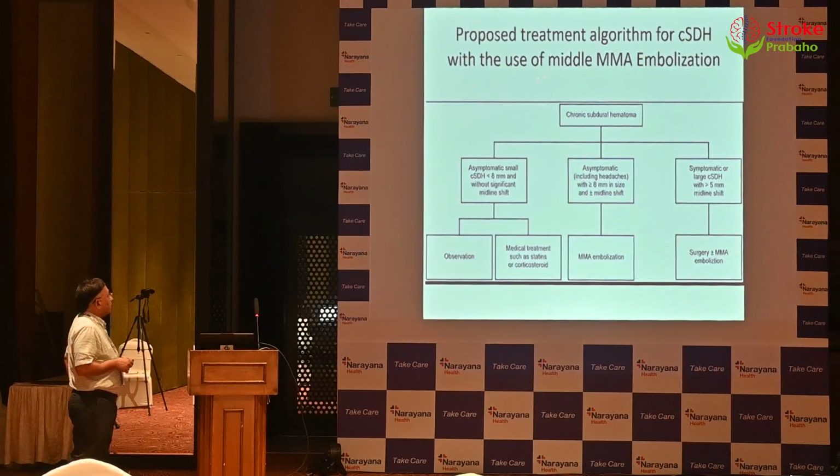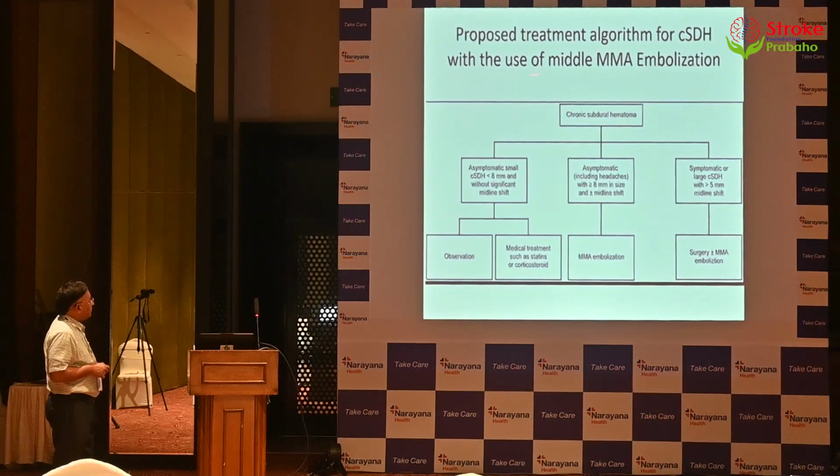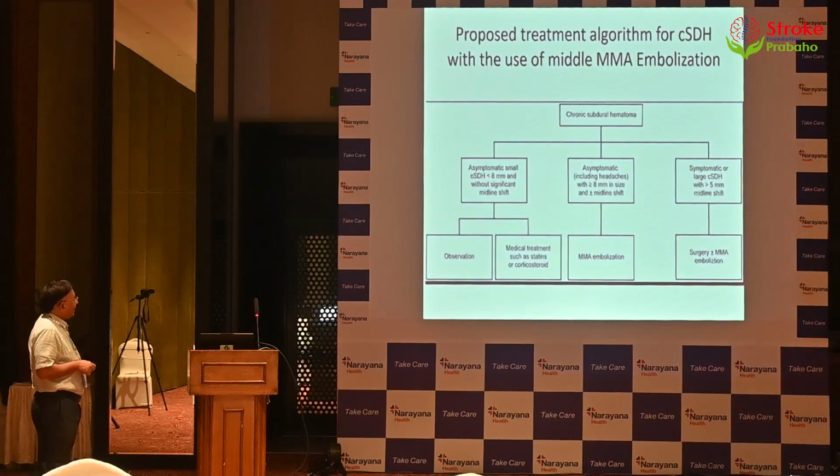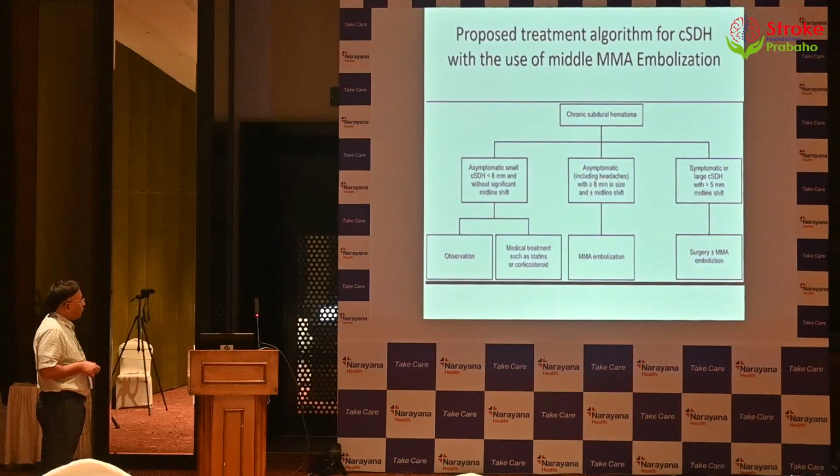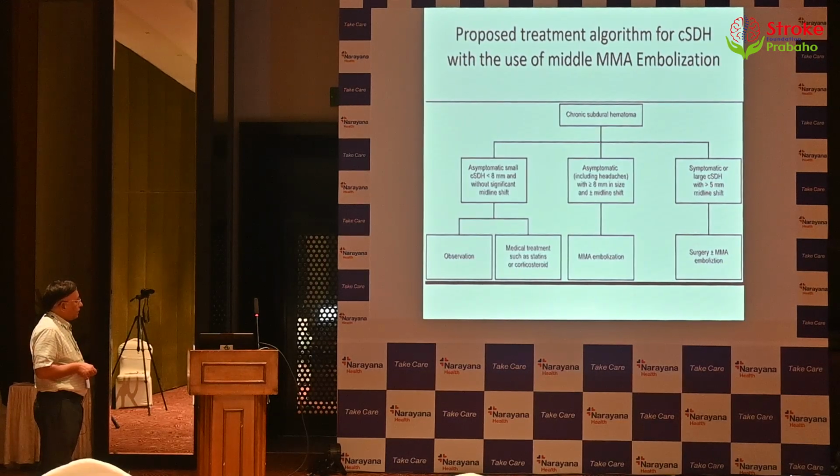So this is the proposed treatment algorithm for embolization in chronic SDH. If chronic SDH is asymptomatic, less than 8 mm, without midline shift, just observe or give medical treatment. If asymptomatic, including headache, and more than 8 mm, plus or minus midline shift, then you can place middle meningeal artery embolization. But if the patient is symptomatic, or there is a large SDH with midline shift of more than 5 mm, then it is better to go to surgery. Some surgeons prefer pre-surgical middle meningeal artery embolization followed by surgery.